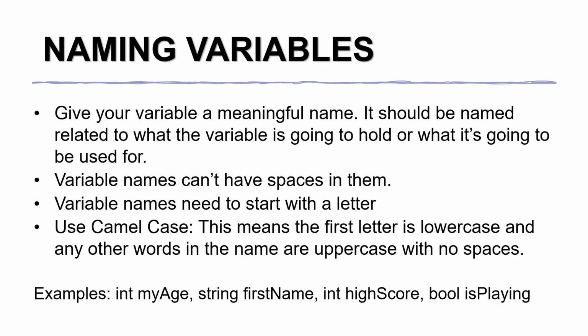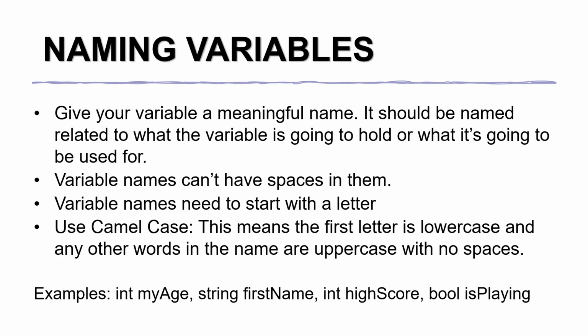So for instance, if you were creating variables meant for holding information about people, you might have an integer called age. You could have a float called height. You could have a string called name. You could have a bool for, I don't know, like in school or not. So true or false, are they in school? So just make sure that you are giving your variables meaningful names.